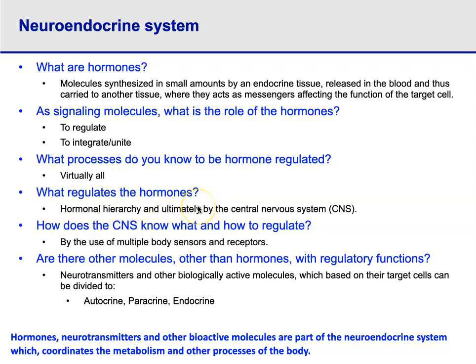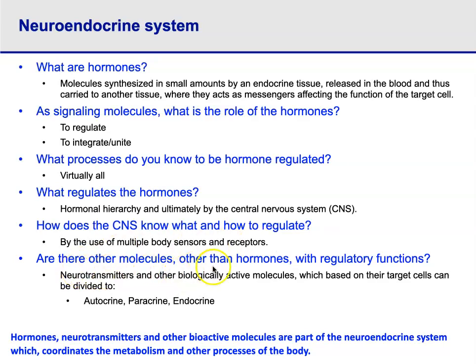What regulates the hormones? What regulates the regulators? Hormones are generally regulated by something called a hormonal hierarchy, but ultimately they're controlled by the central nervous system. So how does the central nervous system know what and how to regulate? Well, that is because the central nervous system uses information that is received by various sensors and receptors throughout our body. The receptors perceive changes in their environment, and they send signals to the central nervous system that then tells the hormones how to behave and how to react, whether to be released or to be retained within the cell.